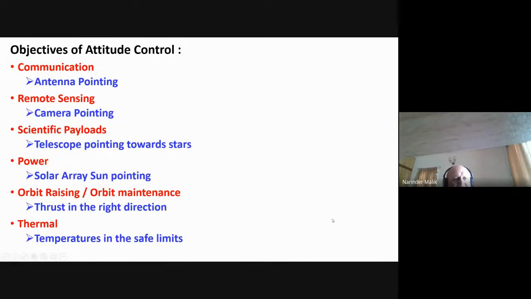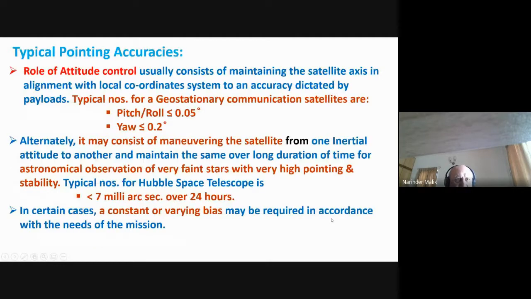Objectives, I think we have discussed, we will skip. Typical pointing accuracies, for example, for communication satellites, are pitch and roll less than 0.05 degrees, yaw less than 0.2 degree. Alternately, it may consist of maneuvering the satellite from one inertial attitude to another and maintaining the same over a long duration of time for astronomical observation of very faint stars with very high pointing stability.